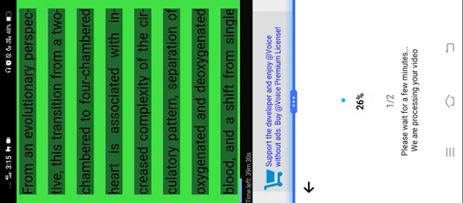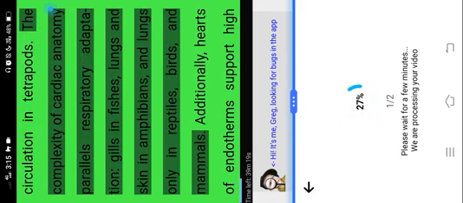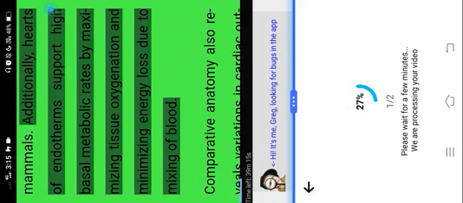From an evolutionary perspective, this transition from a two-chambered to four-chambered heart is associated with increased complexity of the circulatory pattern, separation of oxygenated and deoxygenated blood, and a shift from single circulation in fishes to double circulation in tetrapods. The complexity of cardiac anatomy parallels respiratory adaptation: gills in fishes, lungs and skin in amphibians, and lungs only in reptiles, birds, and mammals. Additionally, hearts of endotherms support high basal metabolic rates by maximizing tissue oxygenation and minimizing energy loss due to mixing of blood.